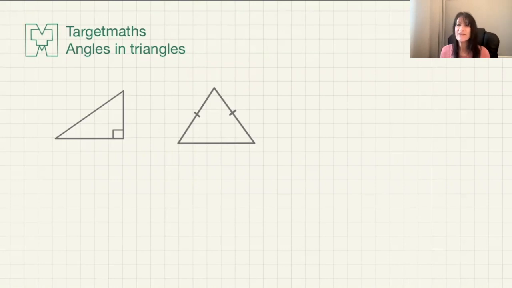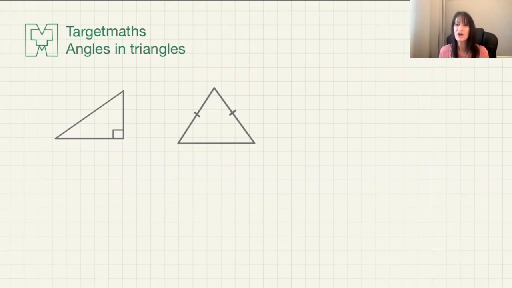Now, in order to answer these types of questions, you need a piece of knowledge. Without it, you won't get very far. So angles in a triangle add up to 180 degrees. It doesn't matter how that triangle looks, it will always equal 180 degrees when the three angles are added together.